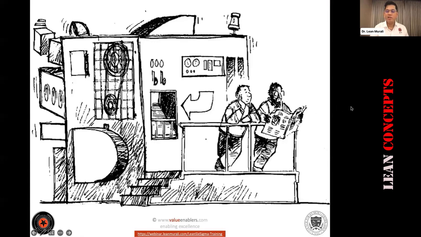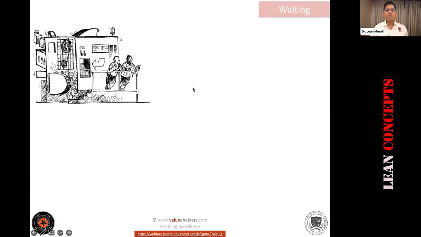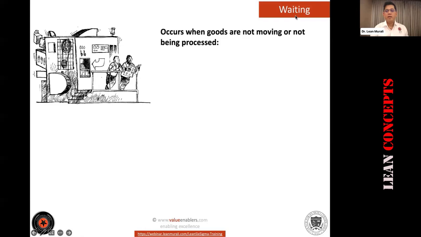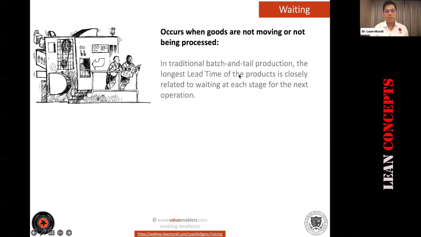Now, this is a little tricky one. What do you see on the screen? What waste do you see on the screen? Idling. Wow, human. People are wasting time, right? They are waiting for something. So we know waiting is also a waste, right? Particularly when goods are not moving, not being processed, they will wait.